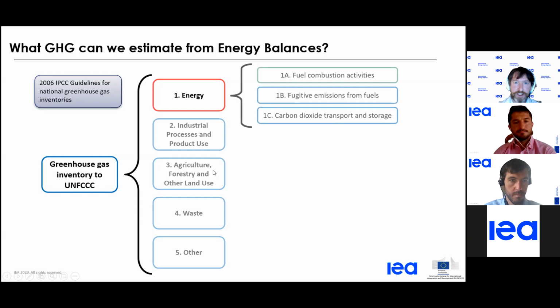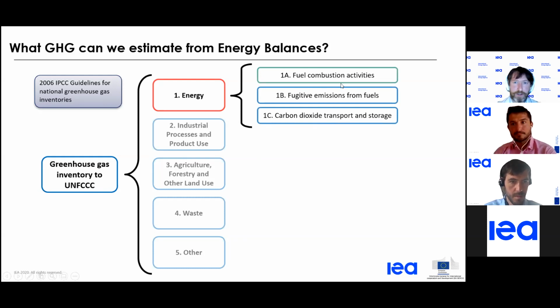So energy itself is divided into 3 parts. The bulk of the emissions are included under fuel combustion activities. However, other emissions can also occur during the production and transportation of fuels, or for instance, the flaring and venting of natural gas. These are called fugitive emissions. And emissions can also happen if there is CO2 capture and storage. It's not always 100% efficient, so there can be some leaks, and any emissions associated with that would also be counted here.